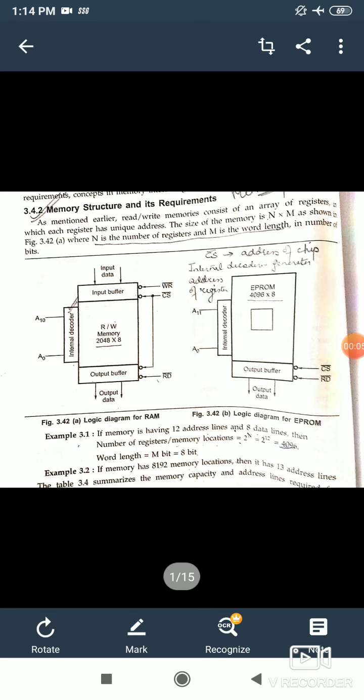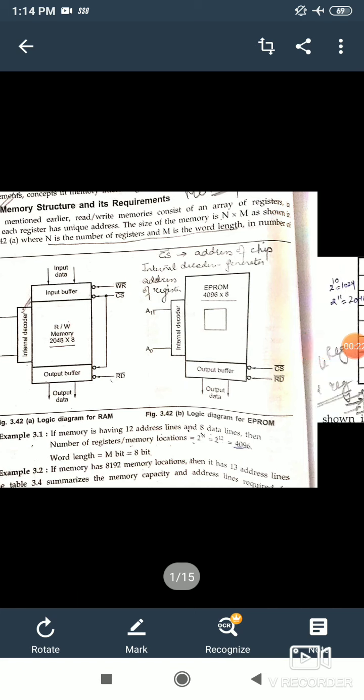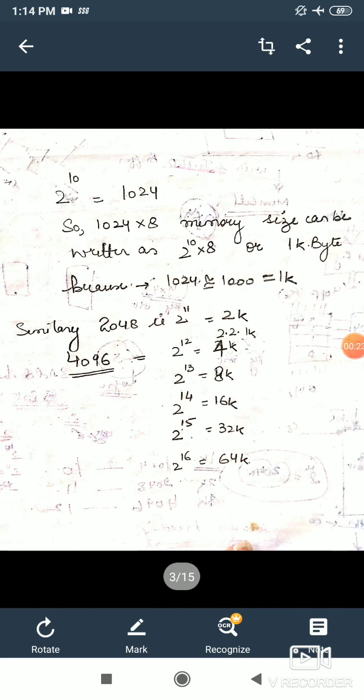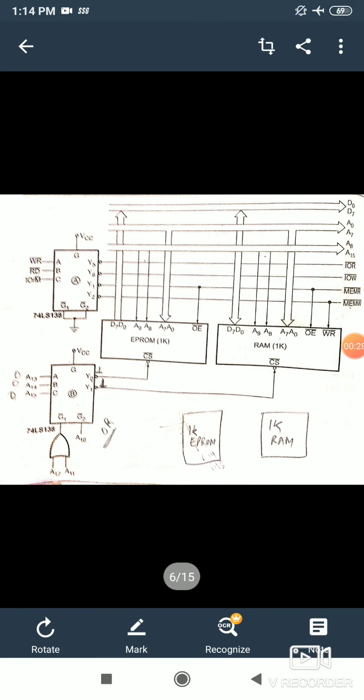I have already explained to you the memory structure and its requirement for memory interfacing with 8085. I have explained read-write memory and read-only memory to you. I have explained the chip select and internal decoder function. Now we were doing an example here under the absolute decoding technique, or you can say full decoding technique.